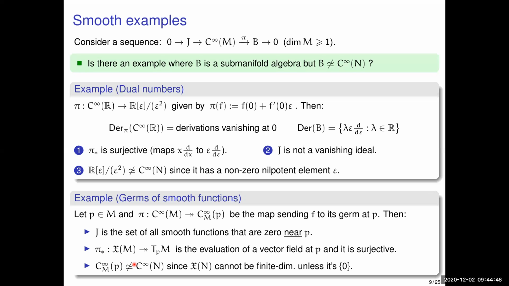It's not isomorphic to any algebra of smooth functions on a manifold for trivial reasons, since by contradiction you would get a manifold whose vector space of vector fields is finite dimensional and not zero, which is not possible. And it is another example where J is not the vanishing ideal of any subset of your manifold, but it is close. J is the ideal of functions that are zero, not at P, but near the point P.